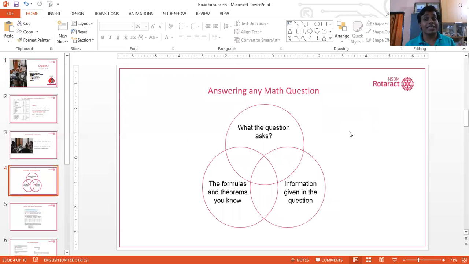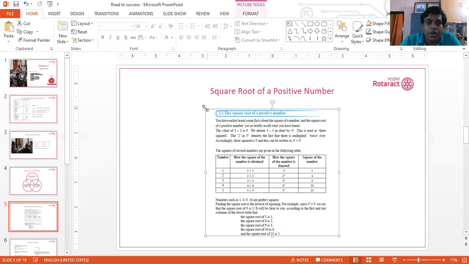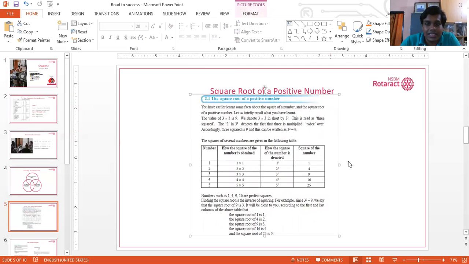We are ready for the second chapter, square root. And now we are moving on to the chapter content. Square root of a positive number. According to your textbook, this is 2.1. Let's read it out. I know mathematics is not about reading out, but they have given it, so let's read it out.